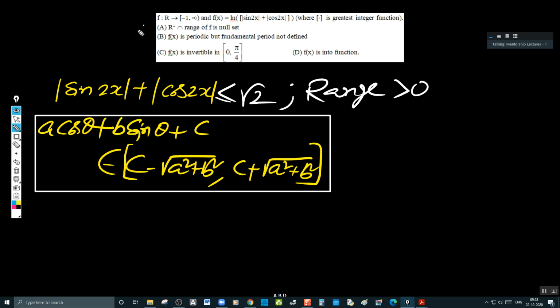f(x) is periodic, but fundamental period is not defined. हाँ तो वो भी true है. Because we don't know the minimum value.